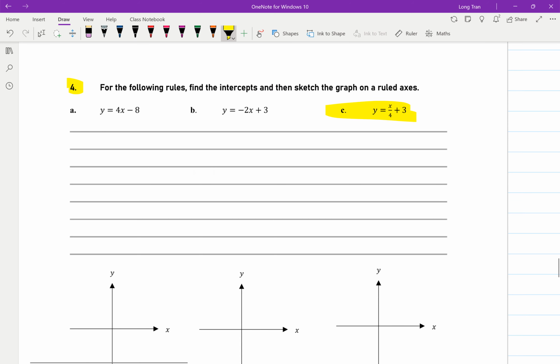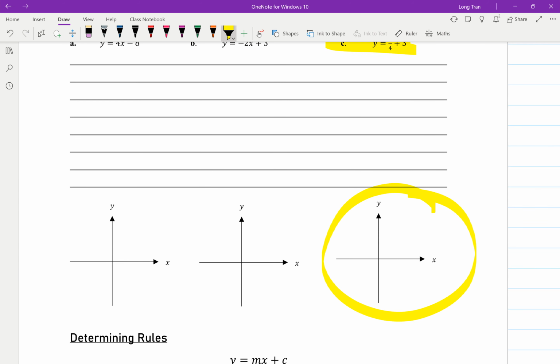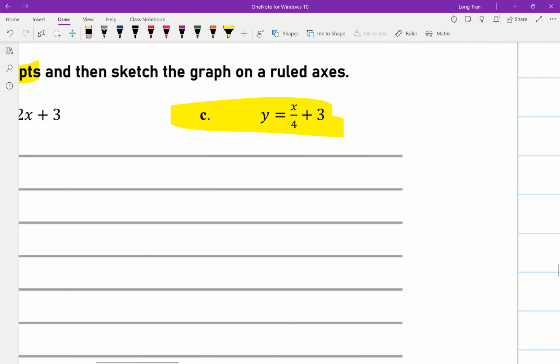They want you to find the intercepts. So that means you only need 2 points in order to sketch this graph, right? The 2 points that we know are the y-intercept and the x-intercept. So we want to find the easiest one first. We're going to go with the y-intercept. The y-intercept is the easiest one, if you didn't know.